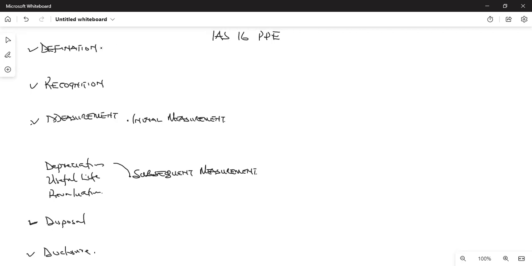All right, so what is the definition of a PPE? PPE is an asset. And please, from the conceptual framework, you should have the definition of an asset. The definition of an asset is any economic resource controlled by an entity because of past events, or as a result of past events. That is the definition for an asset.